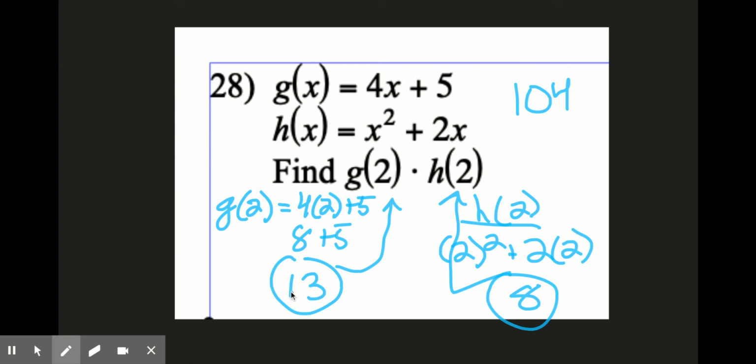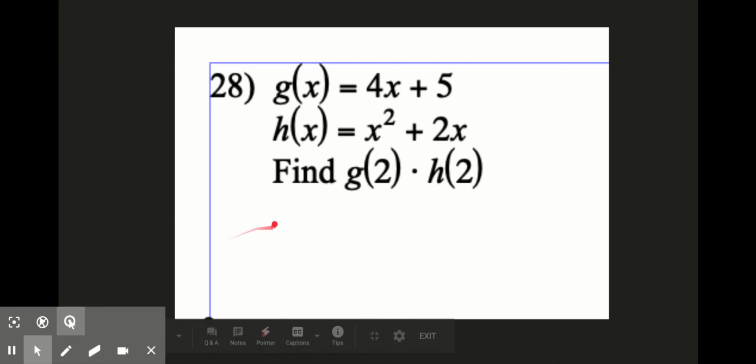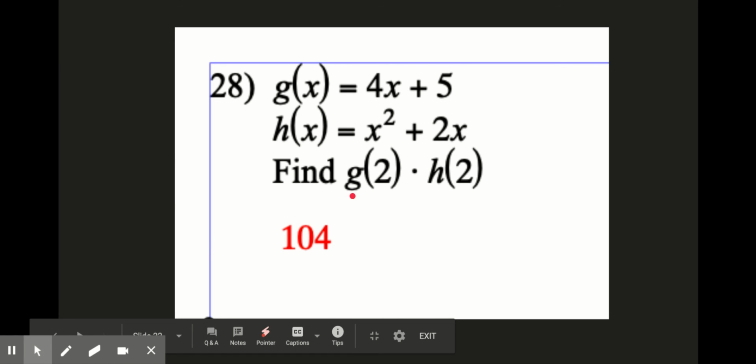8 times 10 is 80. 8 times 3 is 24. Add together. Yeah, 104. Nice. And that takes you through what I expect you guys to be able to do for the first half of the chapter.